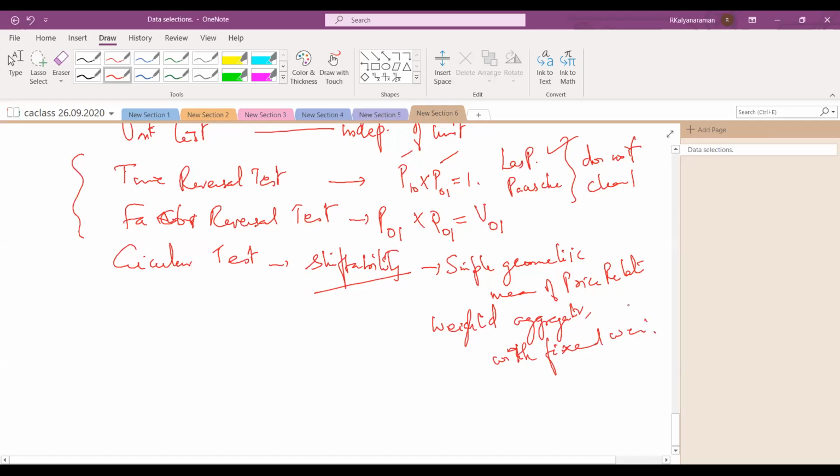Already we have told you what the price relative is. So Pn by P0 into 100. This is called the price relative. Pn by P0 is called the price relative.